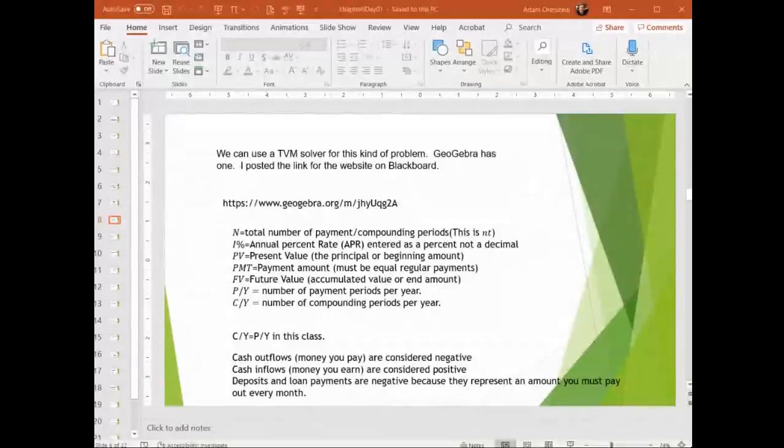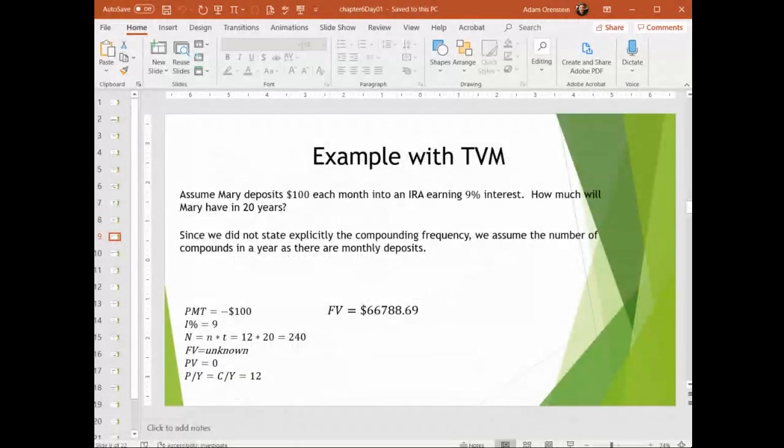Examples, I will demonstrate the TVM solver as well. Okay. All right. Here's our first one, but it's actually the previous example, right?